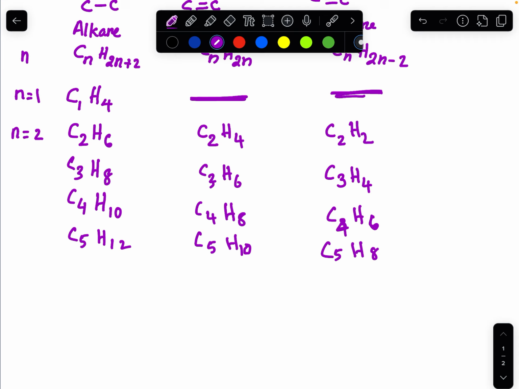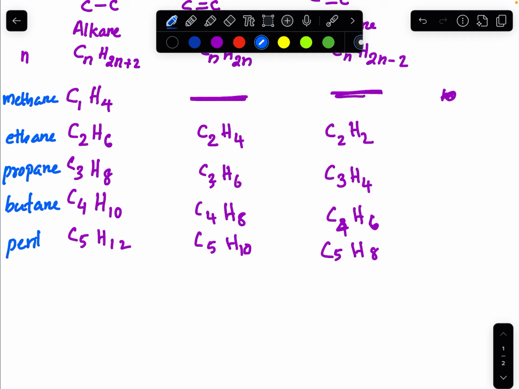Now let's see the names. If the carbon atom is 1, if n equals 1, we give the prefix meth. So 1 is meth, and with ane, that will be methane. The second one, if it is 2, is eth, so ethane. Then propane, you have seen all this, then butane, pentane. You need to know at least this much.